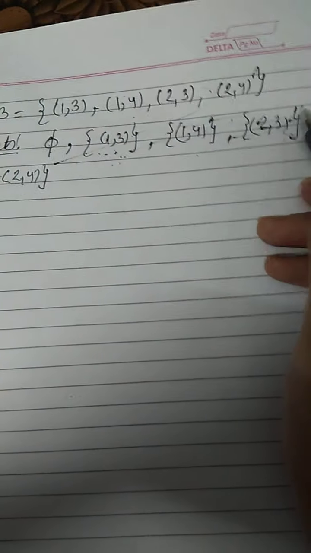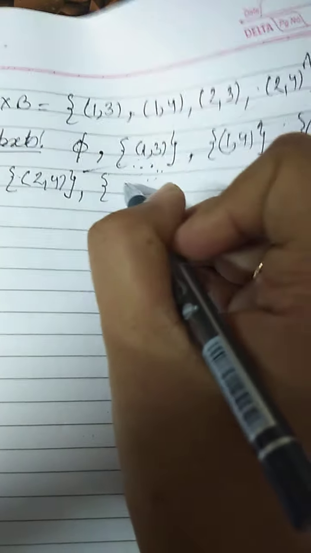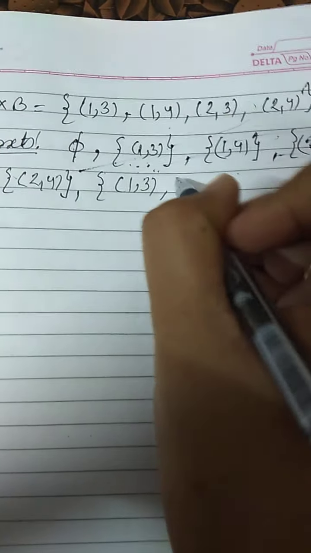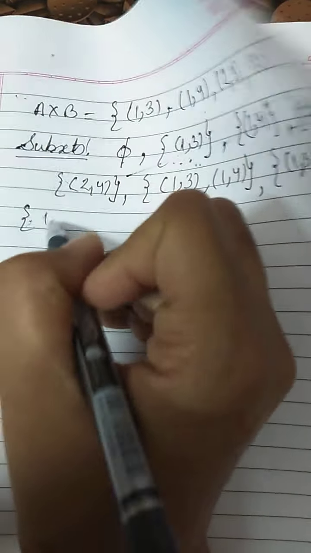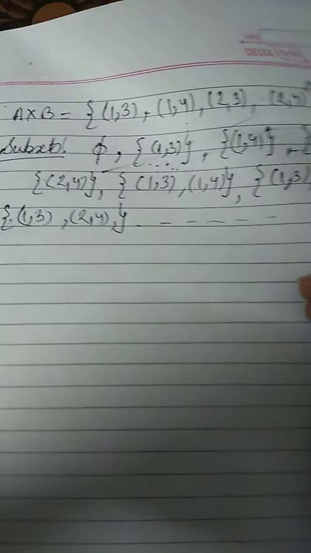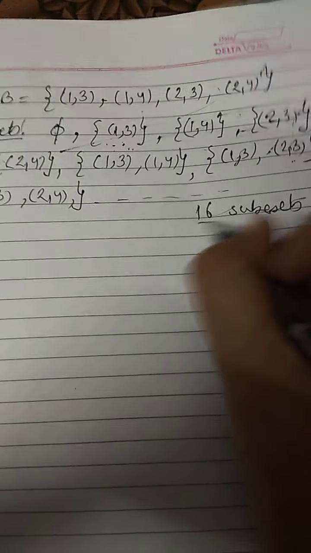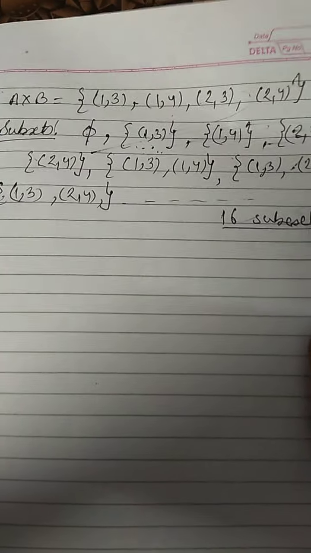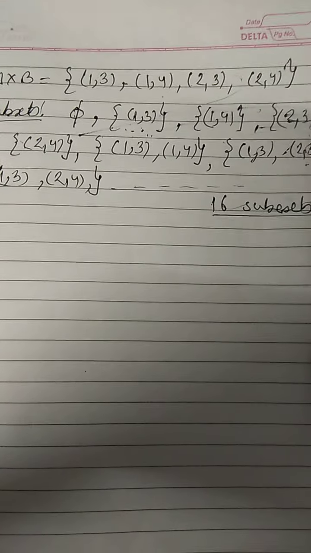Now taking one element at a time is over. Now what will we do? We will start taking two elements at a time. So it will be {(1,3),(1,4)}, then {(1,3),(2,3)}, then {(1,3),(2,4)}. Like that, you have to write down all the 16 subsets, right? Try to do it. If any student has any doubt, you can ask later and I will help you.